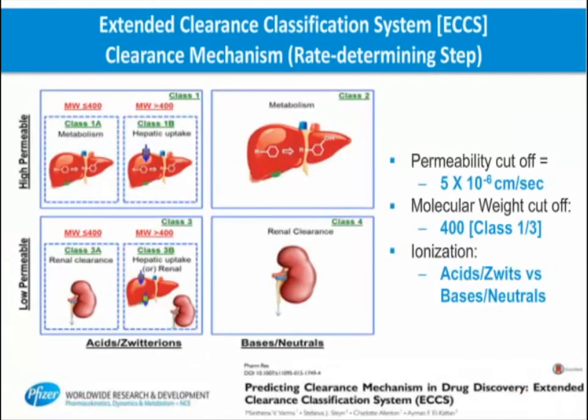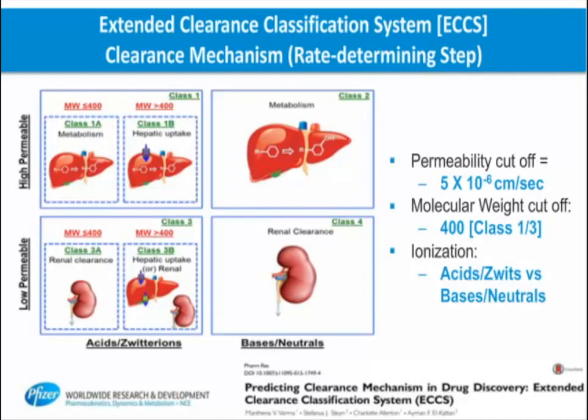Now, one of the things that we have recently done at Pfizer and we have published is the extended clearance classification system. This system was established mainly to enable us to identify the rate-determining steps of our molecules early on in drug discovery. And we believe that if we follow this approach, it will provide us with the guidance that's going to enable us to identify rate-determining steps, and based on that, we're going to be streamlining our investment to fit that thinking.